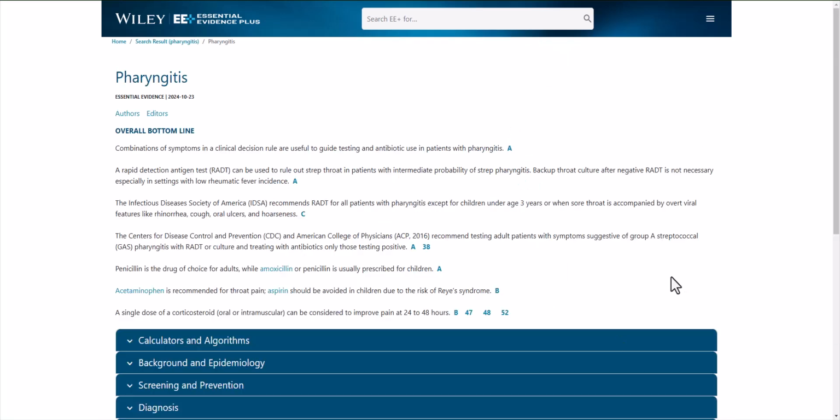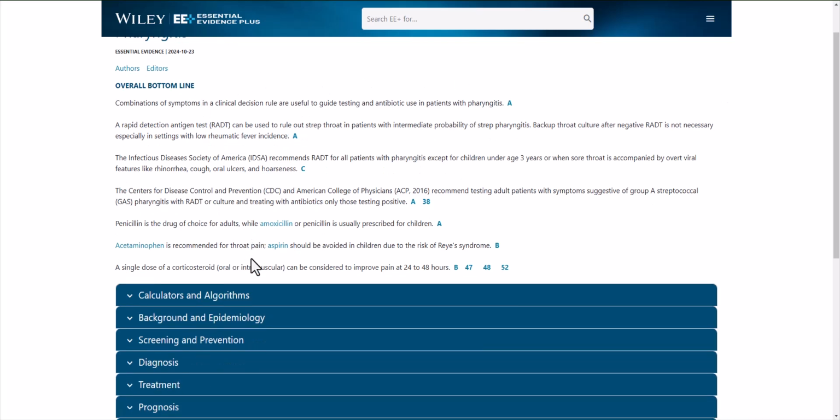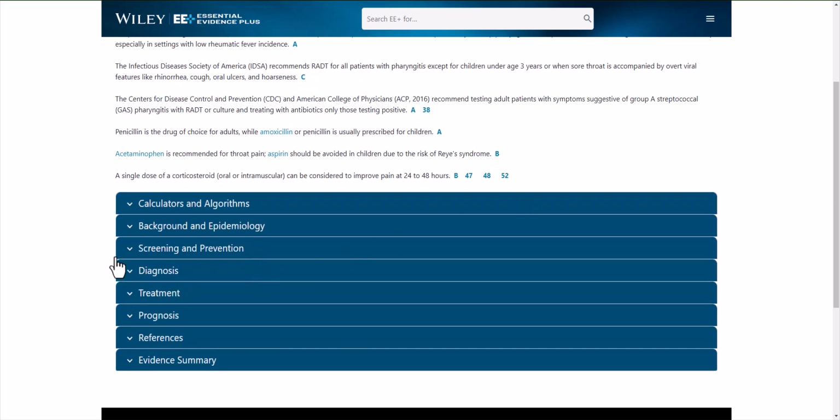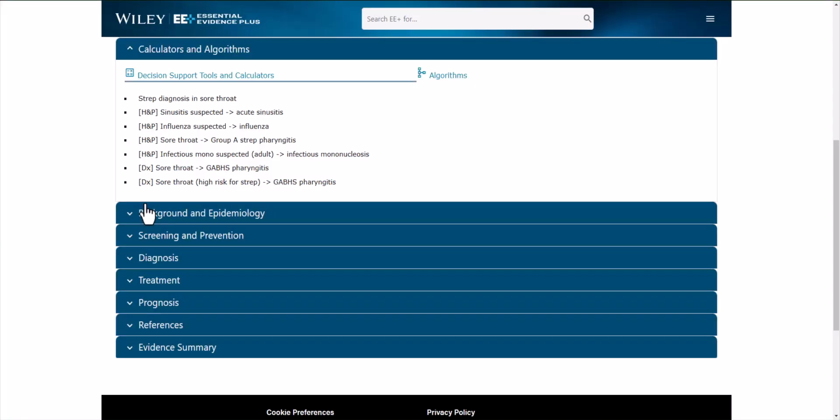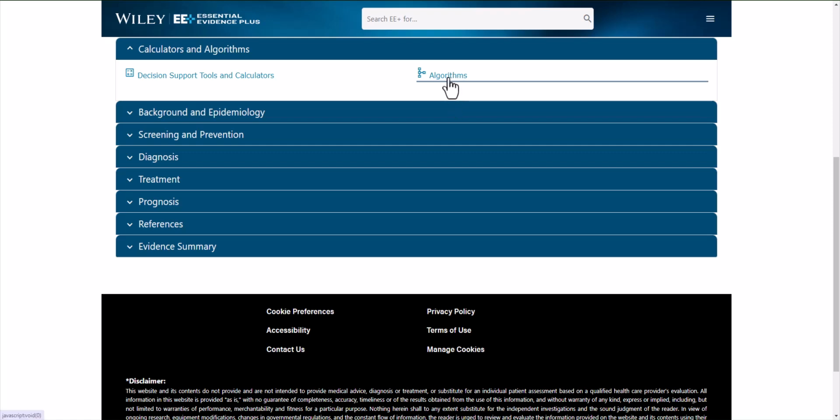Going back to our evidence topic here, which basically acts as a summary, once you get past the overall bottom line, you're going to have some other choices to look at closely. The second section is usually calculators and algorithms. Under here, you're going to find like clinical decision support tools and calculators. Some of these calculators are designated as H&P calculators. We'll look at that closely in a minute. And some of them are going to be diagnostic calculators. You also have a choice of looking at algorithms. This particular topic doesn't look like it has an algorithm associated with it, but some topics do.